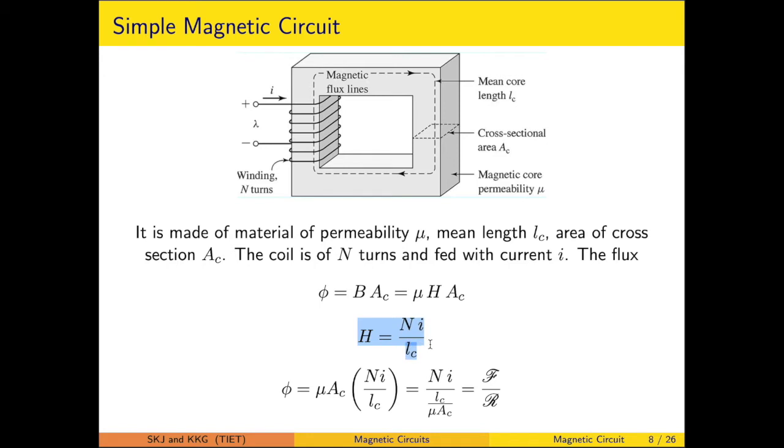If you relate Ampere's circuital law, closed integral of H dot dl, that gives rise to H into L. On the right hand side, it will be the I enclosed. When the coil has N number of turns carrying current I, the current enclosed will be N into I. This gives rise to the flux, which is rearranged into the form: flux is equal to mmf upon reluctance. The numerator term is the mmf and the denominator term is the reluctance. The mmf is N into I, where the reluctance is L upon mu A.